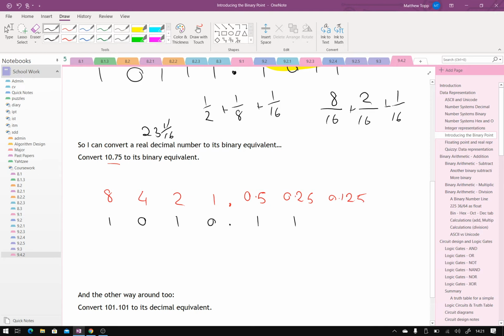Would you agree? Yeah. So in binary or the actual decimals, how do you know exactly where the binary point is? Well, it's a decimal number, so it's a decimal point. If I was doing this in hex, it wouldn't be a decimal point. It'd be a hex point.